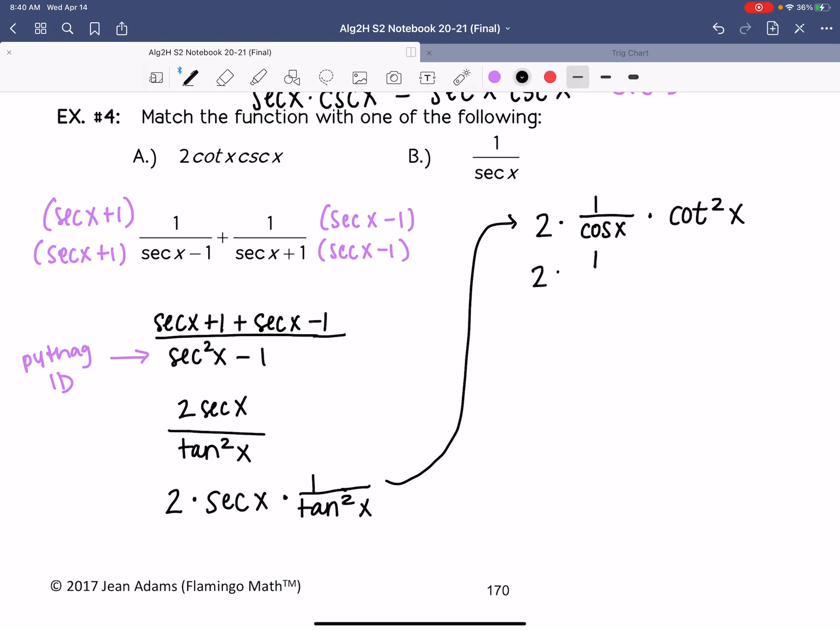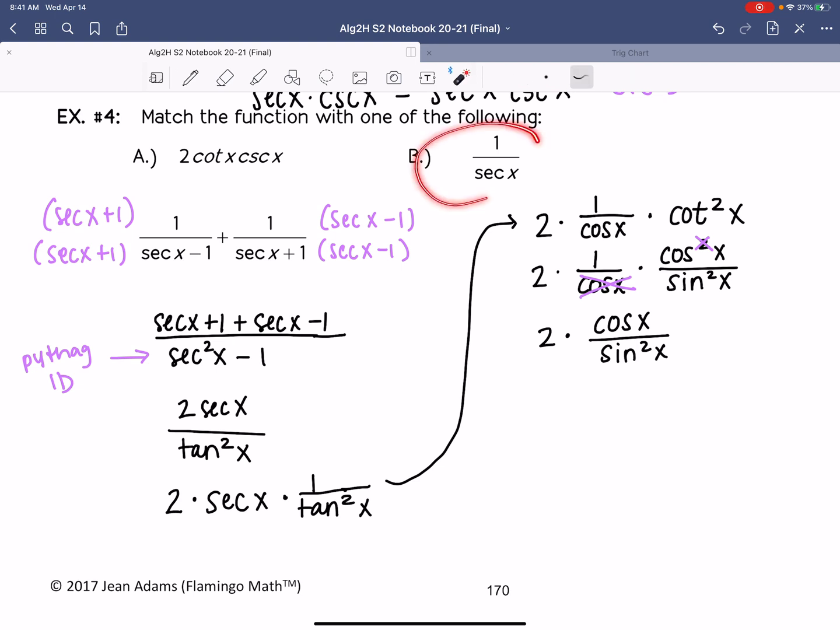So I have 2 times 1 over cosine x. Cotangent, I'm going to do cosine squared x over sine squared x. Okay. We can see here, now we can simplify. This cosine goes away with one of these. So now let's see what we have. So now we have 2 times, I have a cosine in the numerator, and I have a sine squared x.